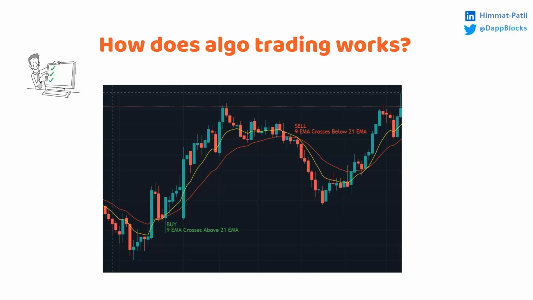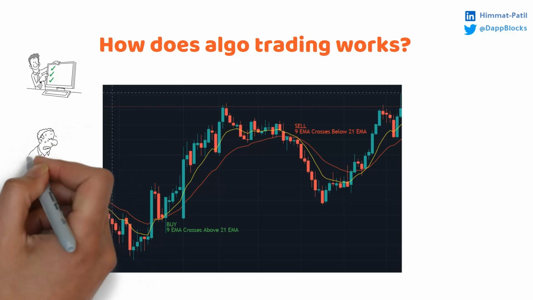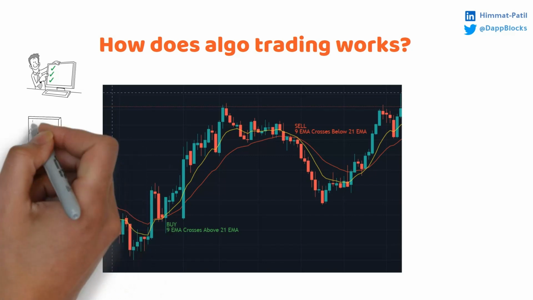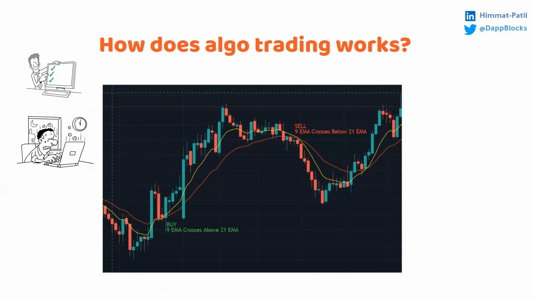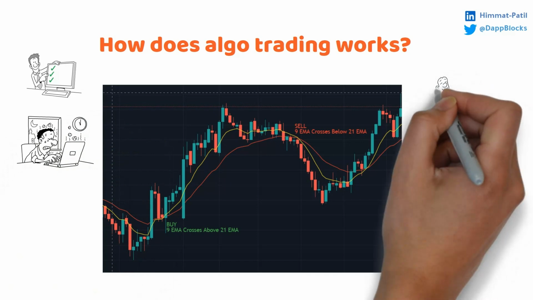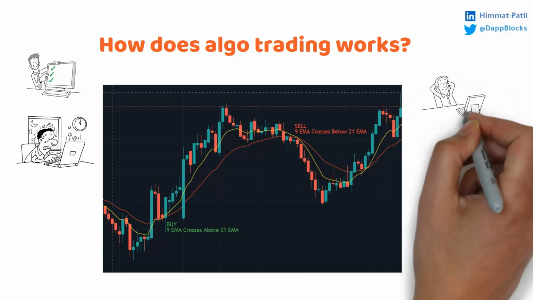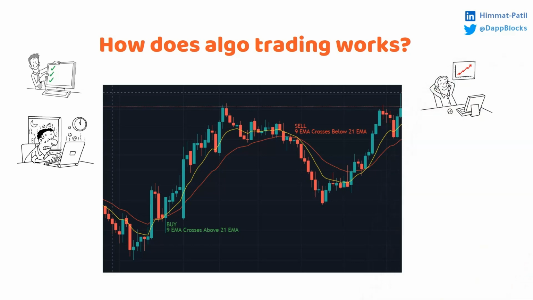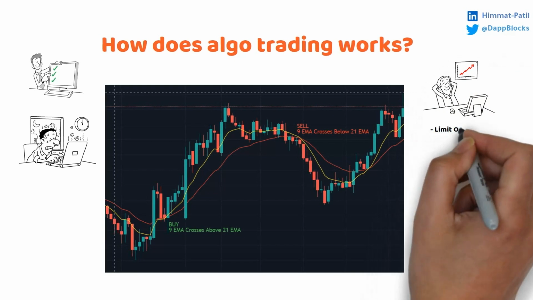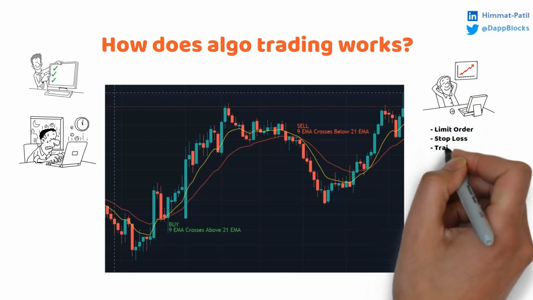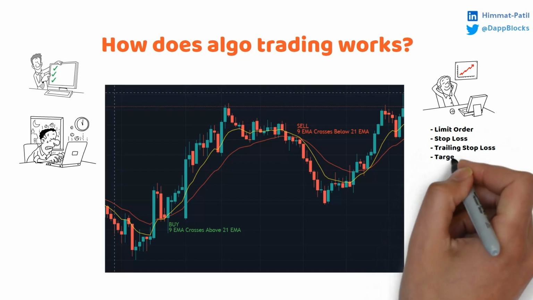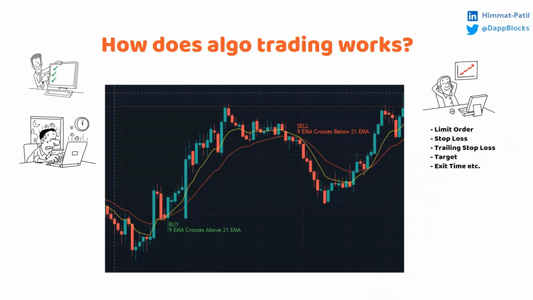In this example, the yellow line represents the 9-day EMA and the red line represents the 21-day EMA. Here, the trader must monitor charts continuously to take a decision to buy or sell a stock. In the case of algo trading, the trader just needs to define this instruction and he or she can leave the system to take trades by algo scripts. The trader can also set a limit order price, stop loss price, trailing stop loss and target at the same time.